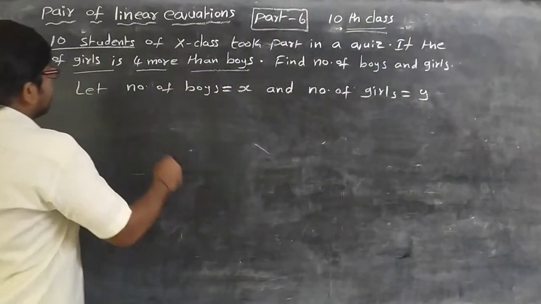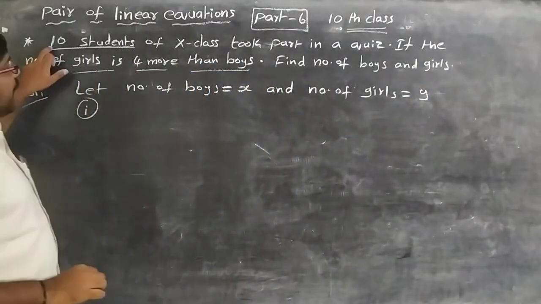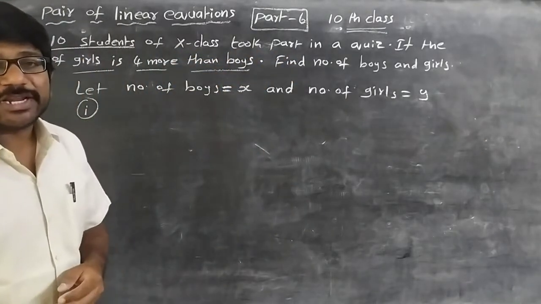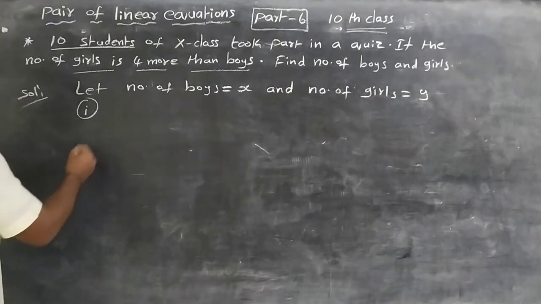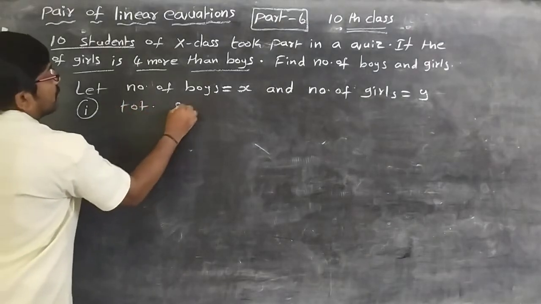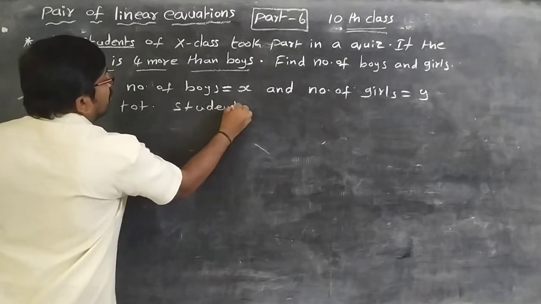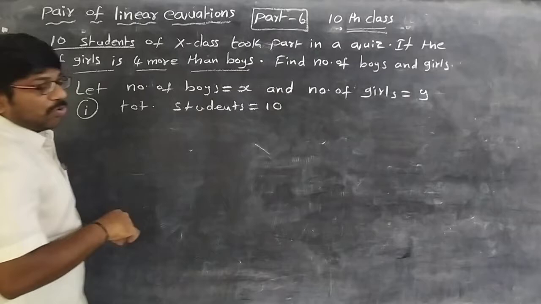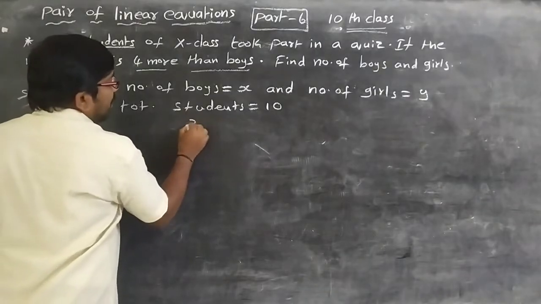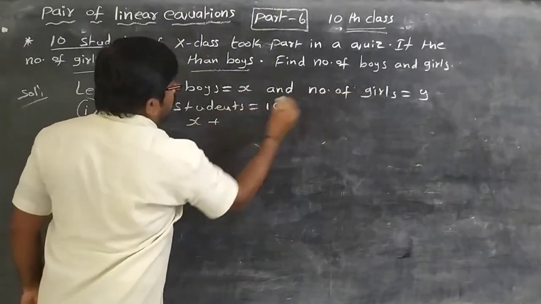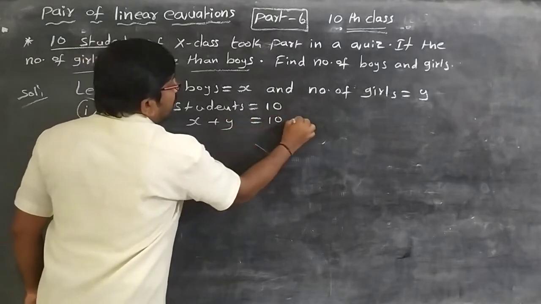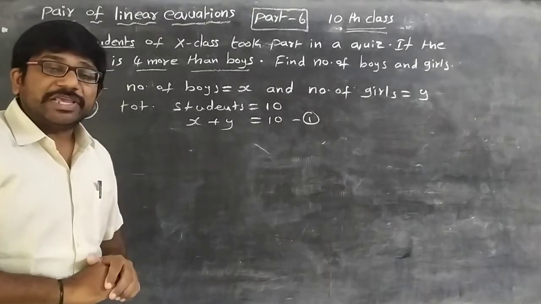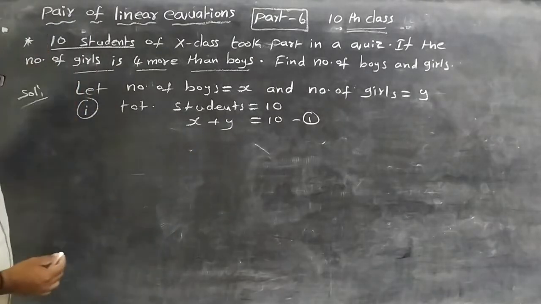From the first condition, 10 students of 10th class took part in the quiz. So total how many students are there? 10. That means boys plus girls, total 10. Boys x plus girls y: x plus y is equal to 10. Say equation 1. From the first condition, we prepare equation 1. Now go to the second condition.